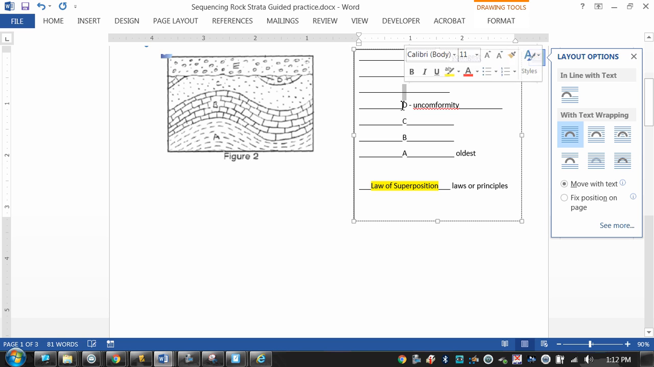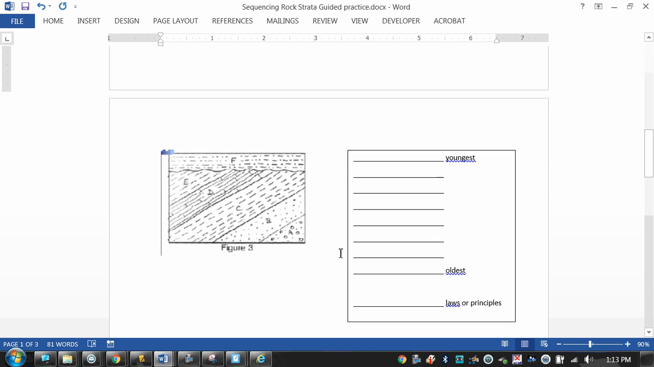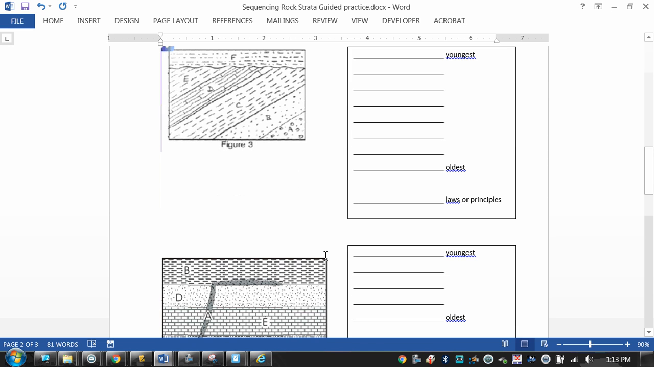And then after that erosion happened, then we went back into a period of deposition. So we had erosion occurring, took away some of our rock layers, and then the sediment started to get deposited again. So we have A, B, C, D, which is our unconformity, and then E being our youngest. All right, I'm going to give you a minute for this one.